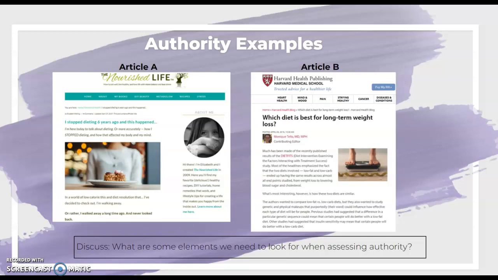Whereas on the right-hand side, we know that Harvard is a very reputable source. We see that the author here has some credentials. There are some links here to outside sources. I would certainly be comfortable concluding that Article B is the more authoritative example.